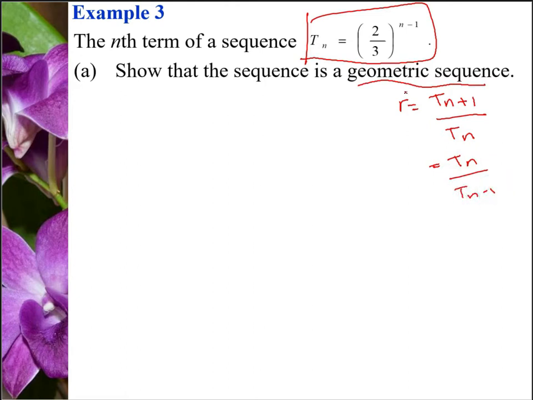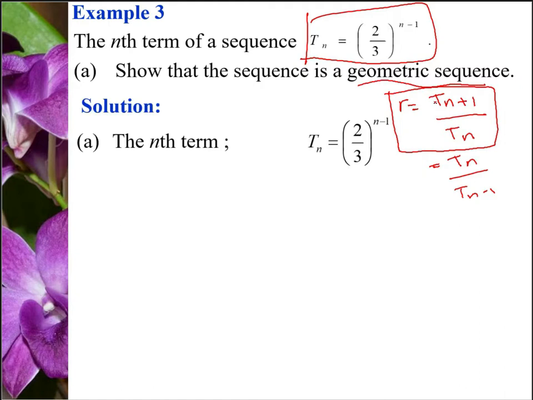So let's say we chose this first formula. You can use either one as long as you don't prove for only the second term or the first term or the third term or the second term and so on. You have to prove it in general n using the general formula. Okay, so the formula for Tn is given, and then to use this formula we need to know what is the n plus 1th term.